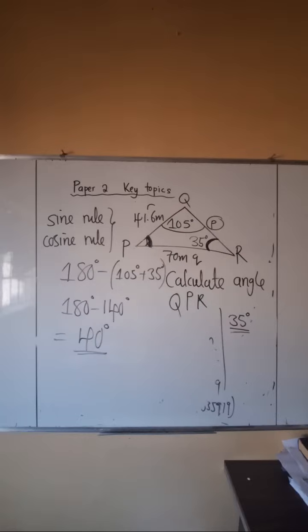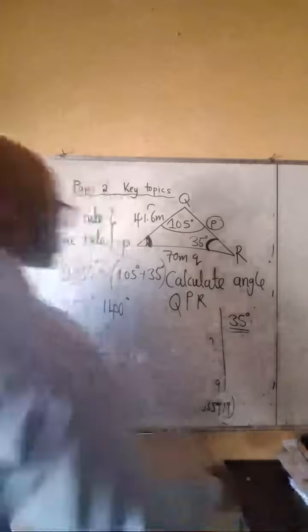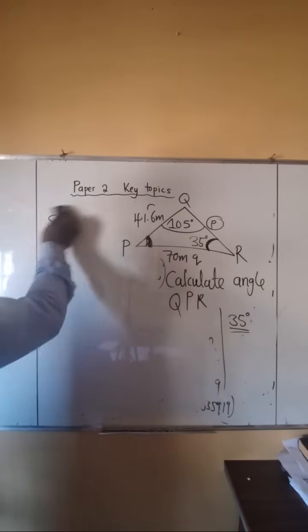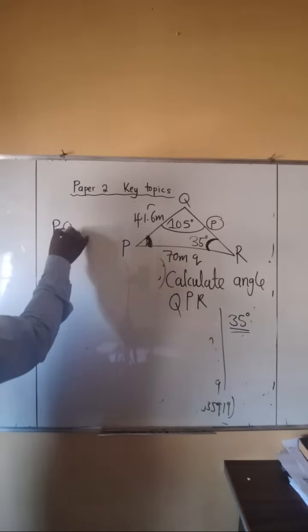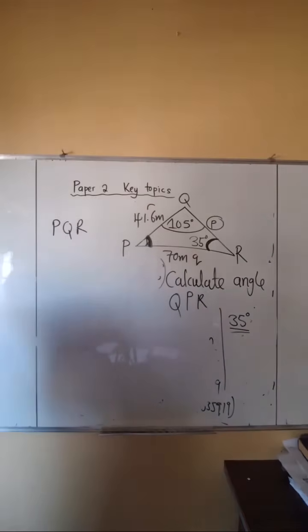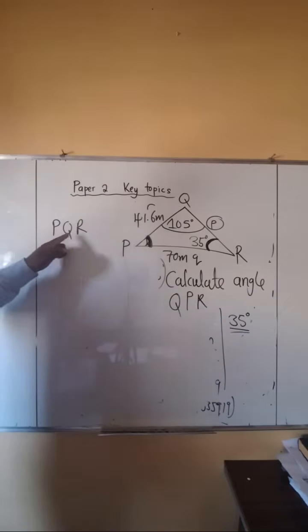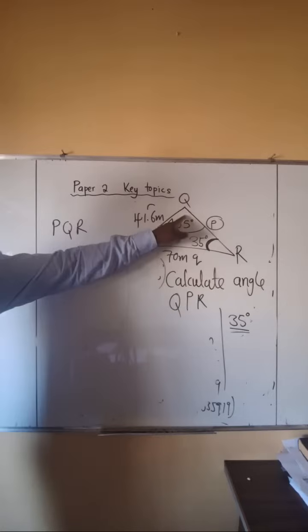All right, so let me go to the area. Whether you're using sine rule or cosine rule, for the area you just need to use the same formula. Question 2: find the area of triangle PQR. If you don't want to waste your time, see the angle they have mentioned. They have mentioned Q, meaning the angle to use is Q when finding area.